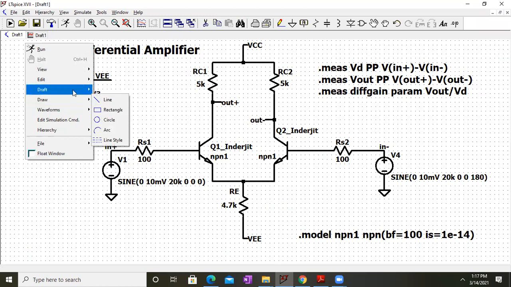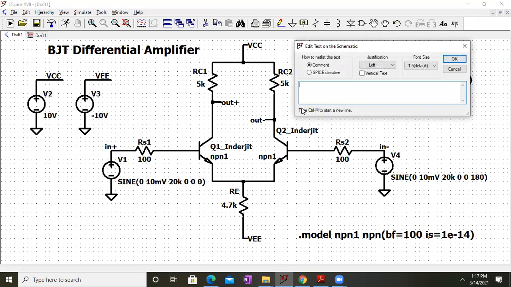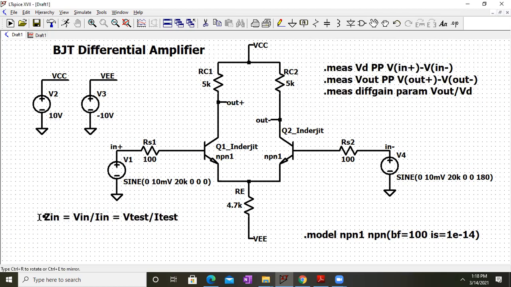Let me just write this. What is this input impedance given by? So let me go to draft and comment. So input impedance, which is Zin, will be given by Vin divided by Iin, which can be written as V test divided by I test. Okay, so that is the formula of your Zin.